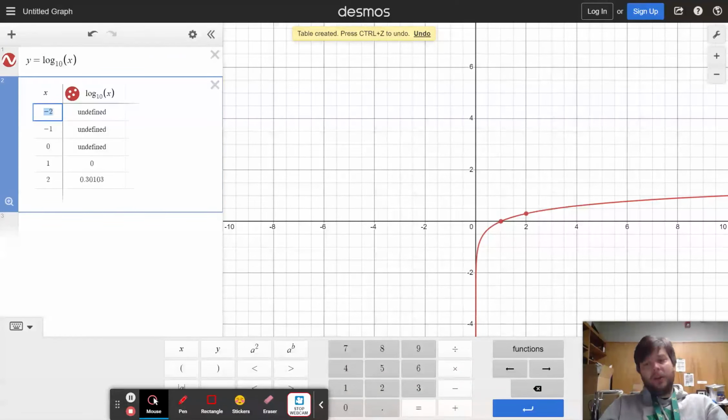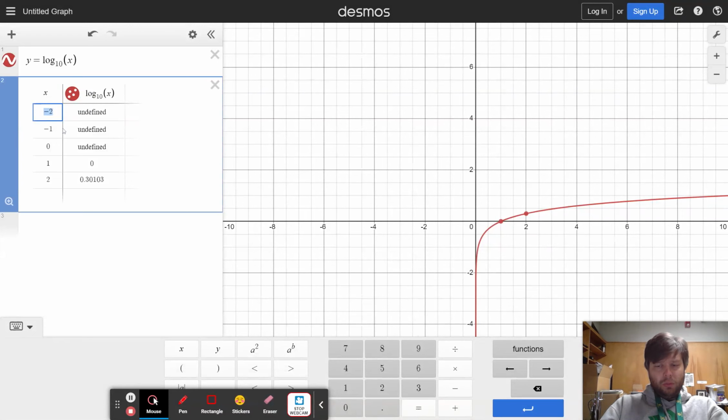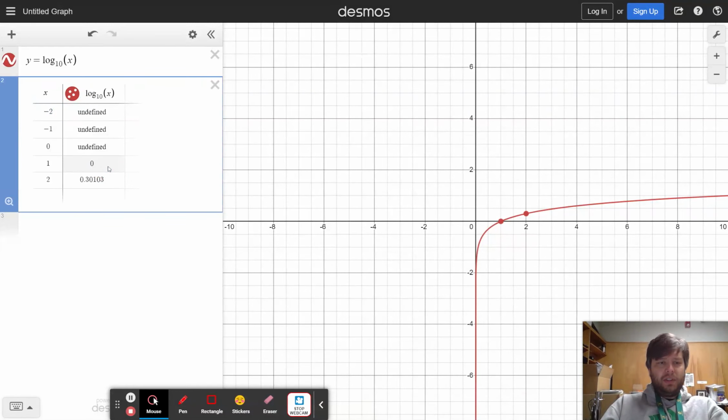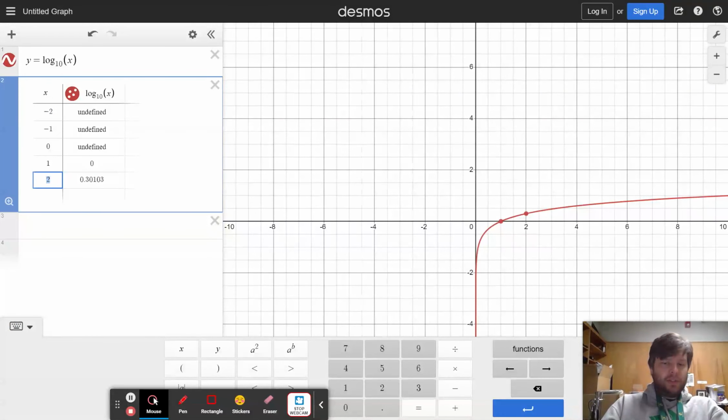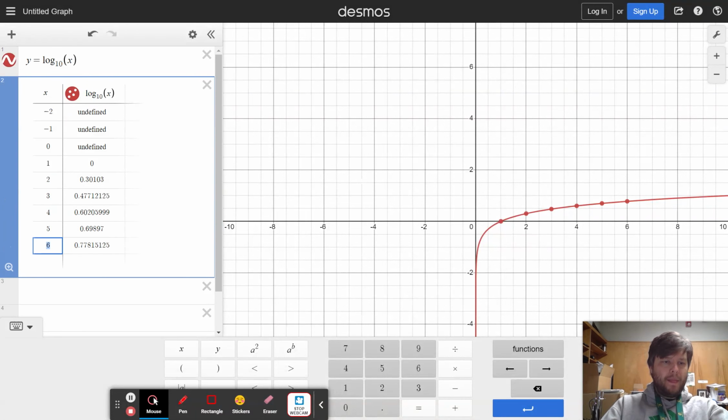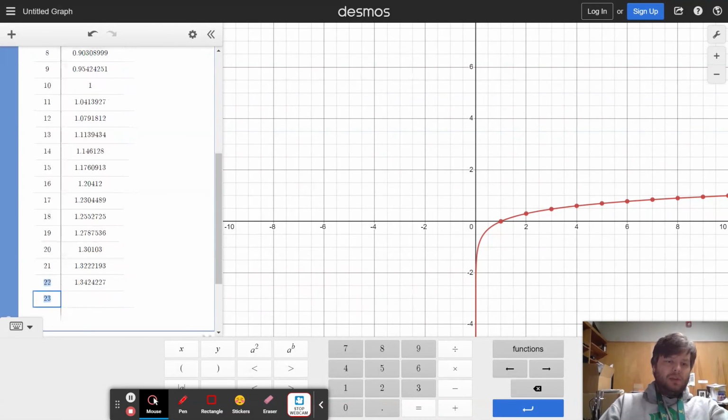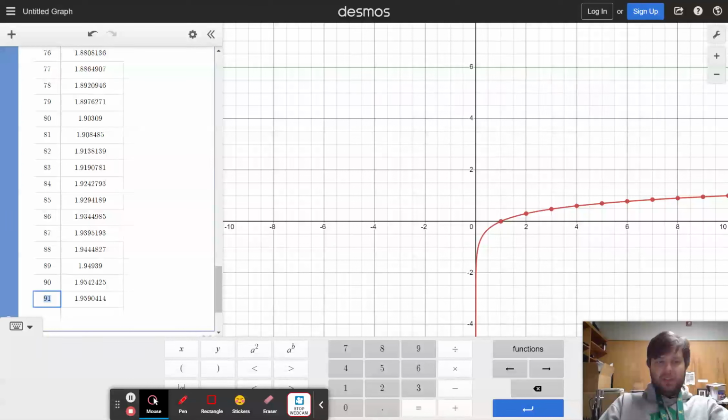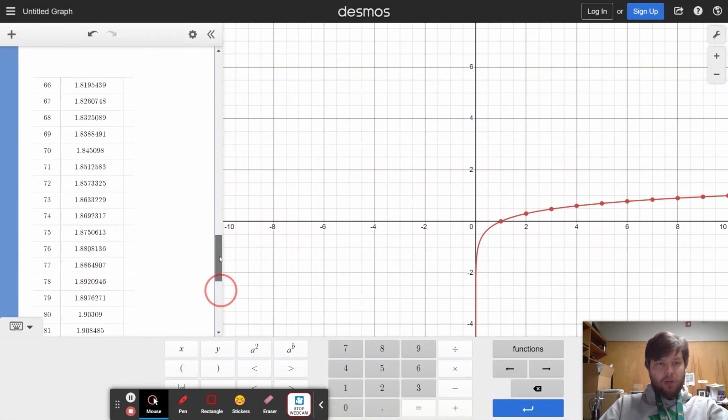A couple things I want you to notice in this table. It doesn't work for negative numbers and for zero. It only works for positive numbers. And if I start looking at those positive numbers, let's see, how do I make it extend? There we go. So what I want you to notice is, as I'm going through this table, the y values increase very slowly. See how I'm already up to x equals 90 and I still haven't even made it to y equals 2.